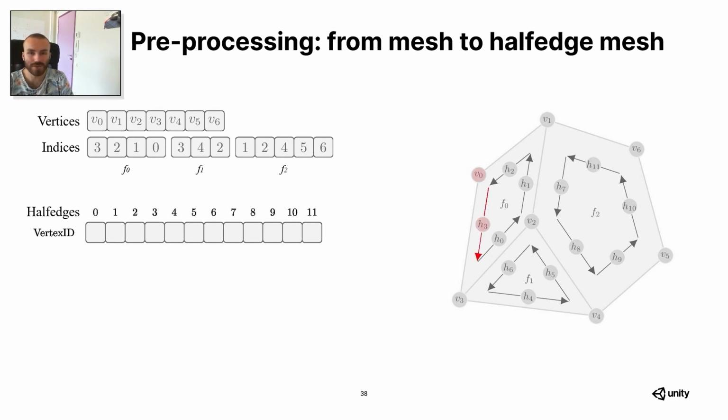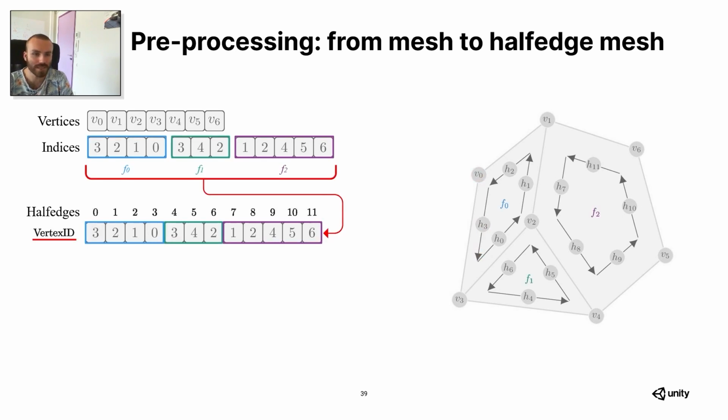So if we start with the vertex operator, again here we want to store the vertex from which each half-edge originates. And this actually corresponds to a direct copy of the index buffer from the source mesh data. Again, it's important to note that the half-edge data structure is simply a richer index buffer, which stores the ID of the reference vertex plus additional information.